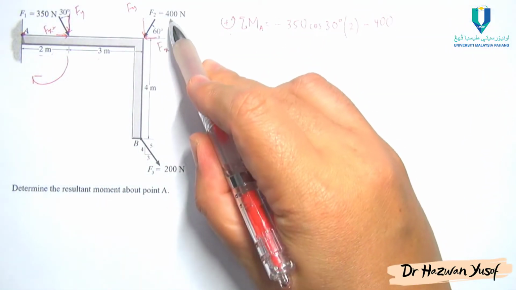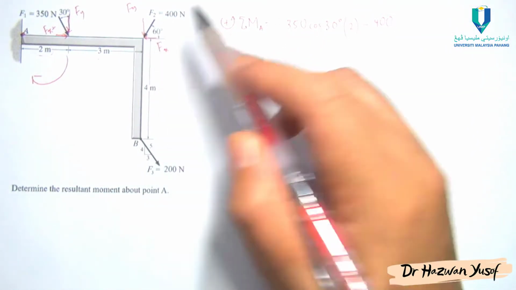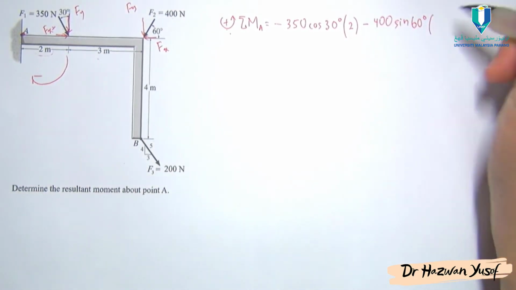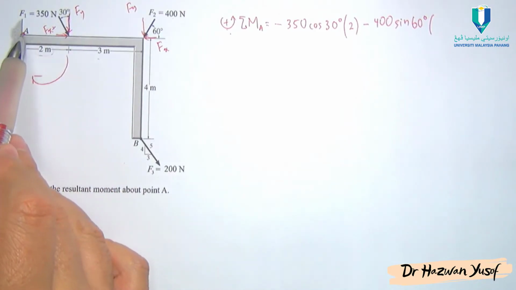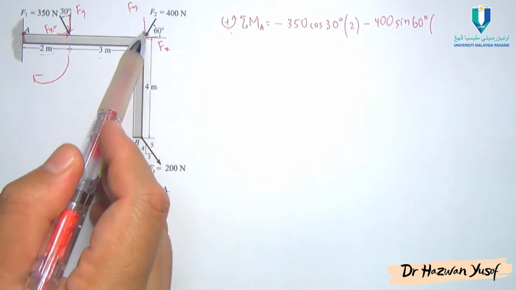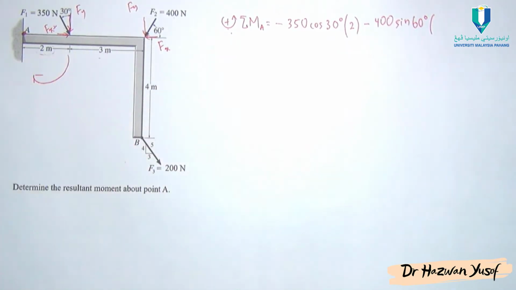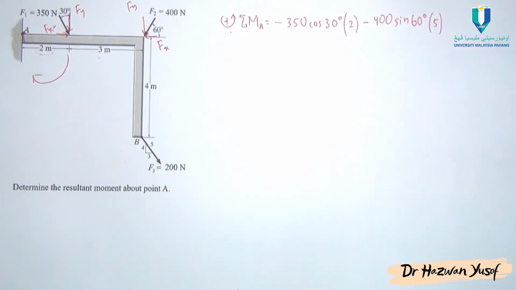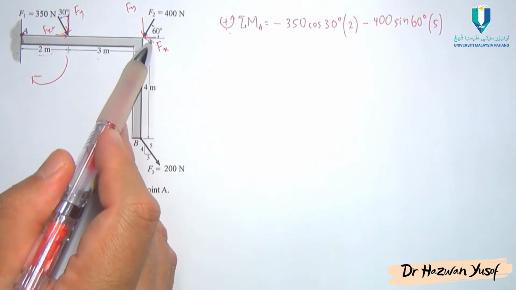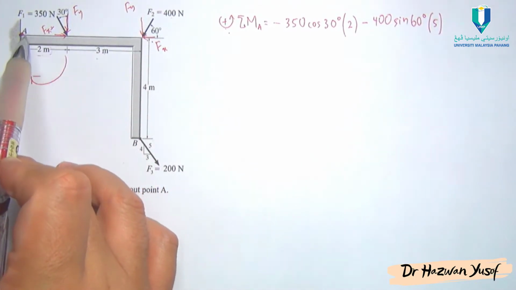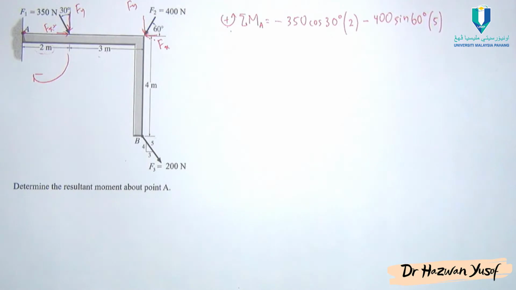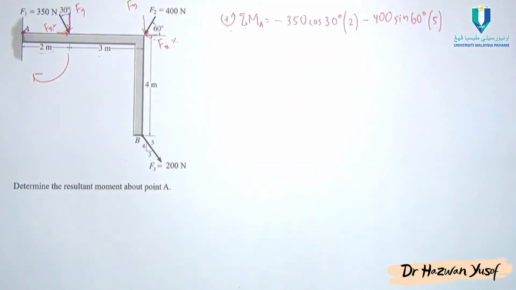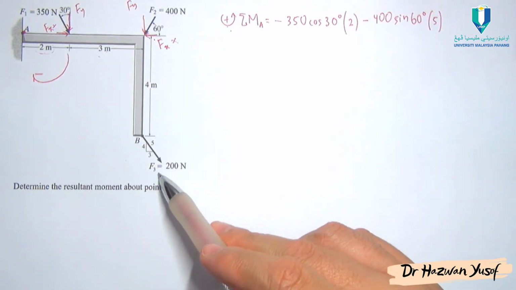So negative again, negative 400. So this 400 here, we want the component for this angle, so sine 60 degrees. And the distance is from here to here, the 90 degree distance. So 2 plus 3 equals 5 meter. What about this Fx? Fx here is pointing towards point A, therefore Fx has no moment also.